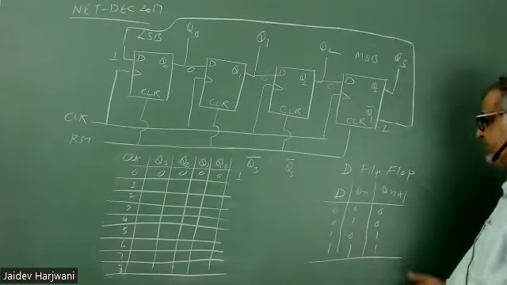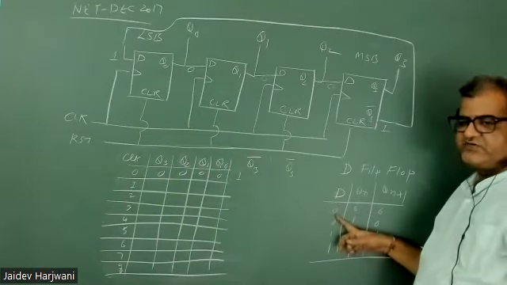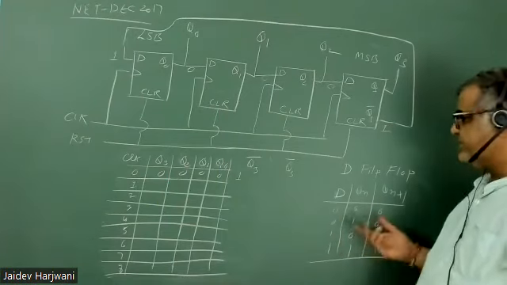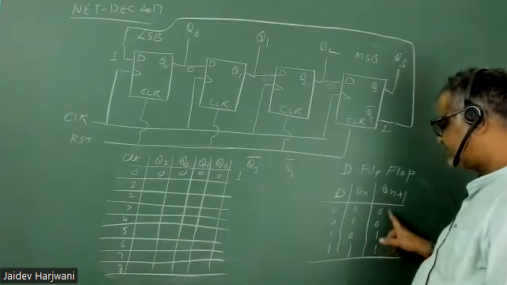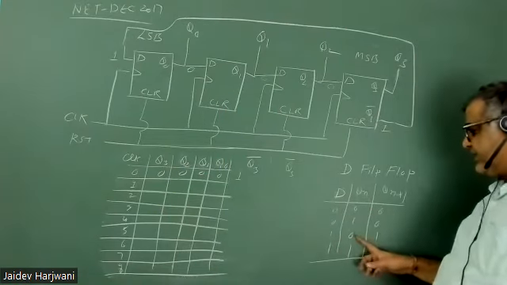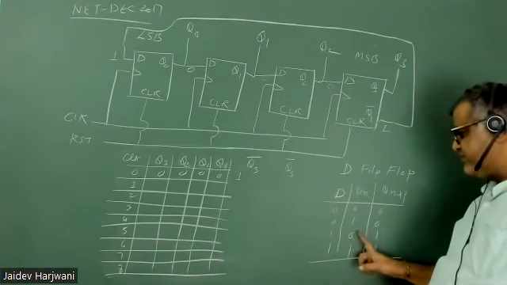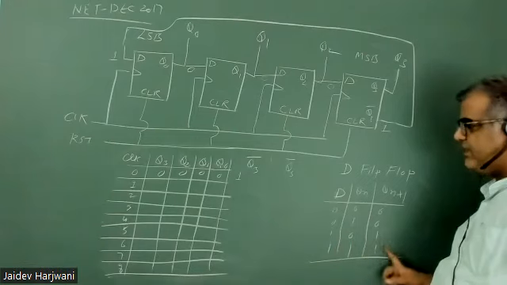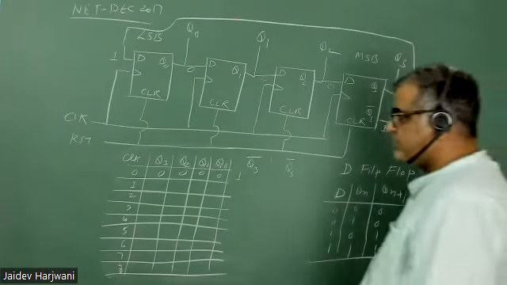Now we know from the D flip-flop, whenever the D value is 0, it gives a reset state. So the present state may be 0 or 1, the next state will always be 0. Similarly, if the D value is 1, it is a set state. So if the present state is 0, it becomes 1, and if it is 1, it remains 1. Now let us see what happens when the clock pulse arrives.